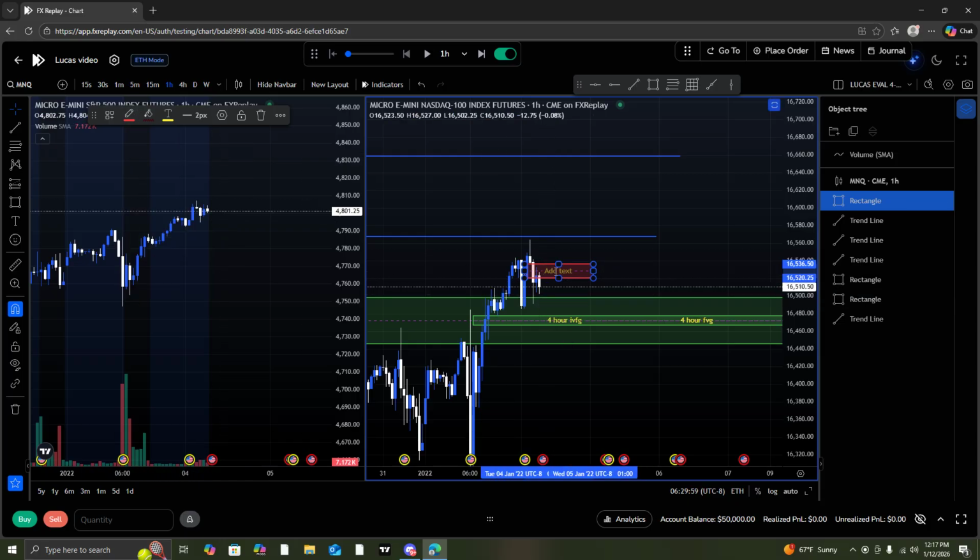So this is why I love marking fair value gaps out, because we don't know. At first I thought the price was bullish, but it may be bearish now, right? We'll see.